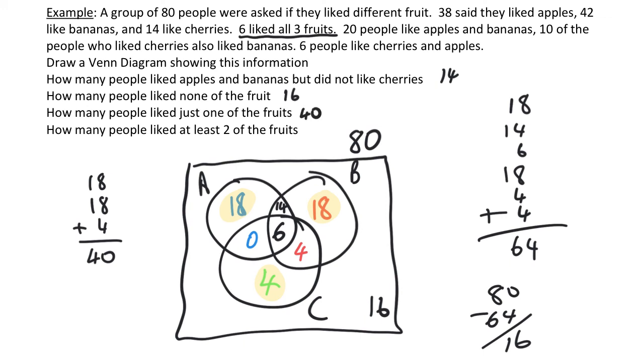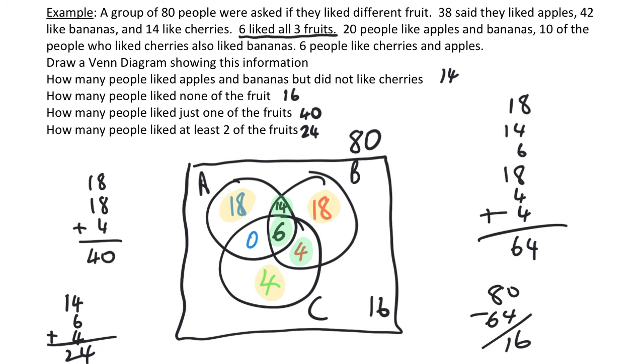How many people liked at least 2 of the fruits? So at least 2 is 2 or more. So what we know is that these 14 liked 2, they liked apples and bananas. These 6 liked apples, bananas and cherries, so they liked at least 2. And these 4 people as well liked bananas and cherries. So that's all for at least 2. So we've got 14 and 6 and 4. If we add those together, we get 24. So there were 24 people who liked at least 2 of the fruits.